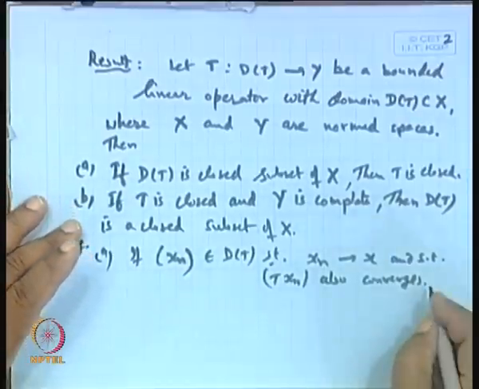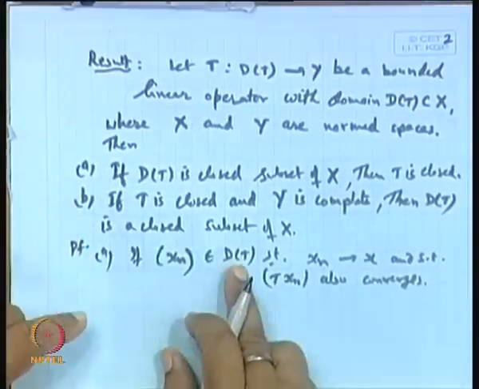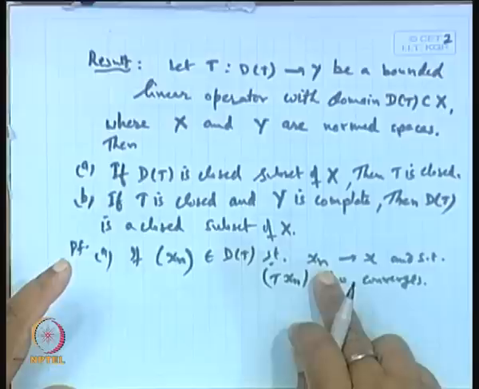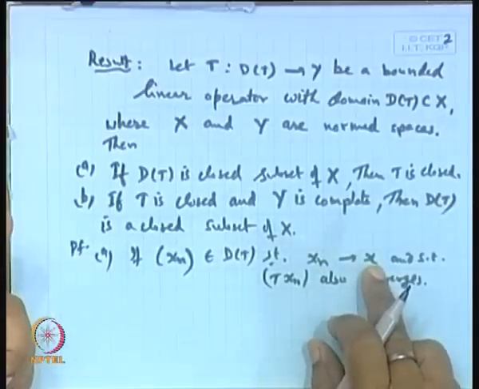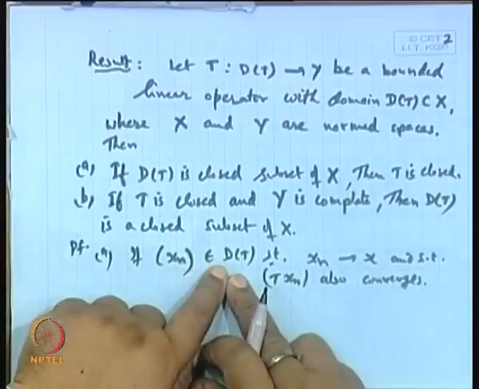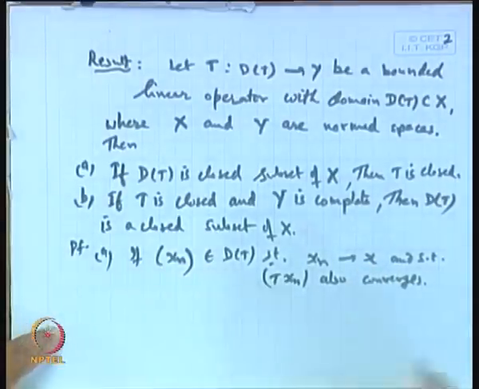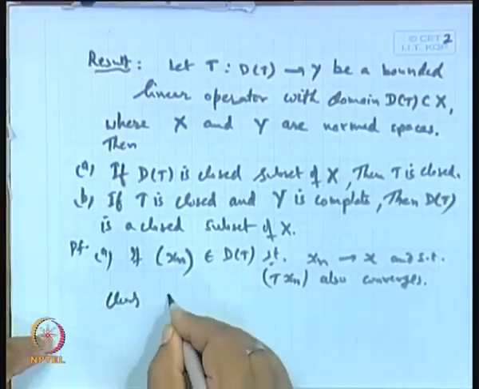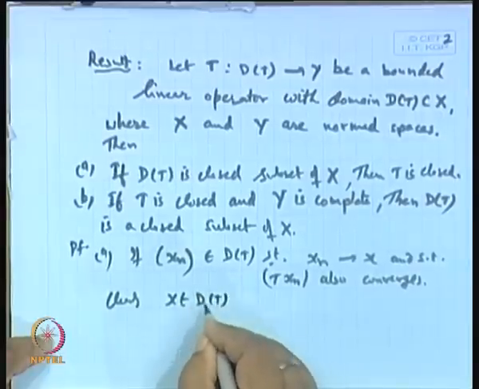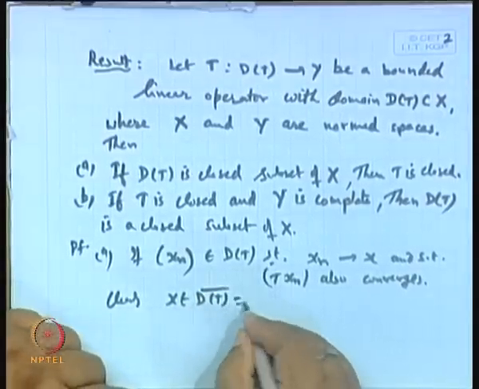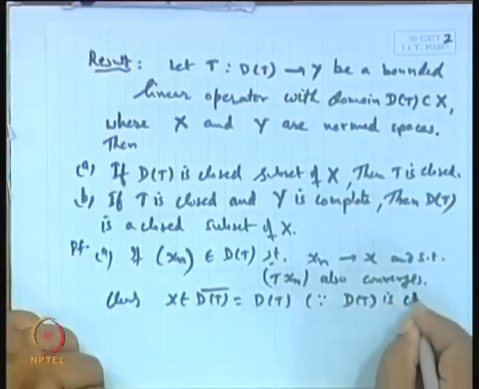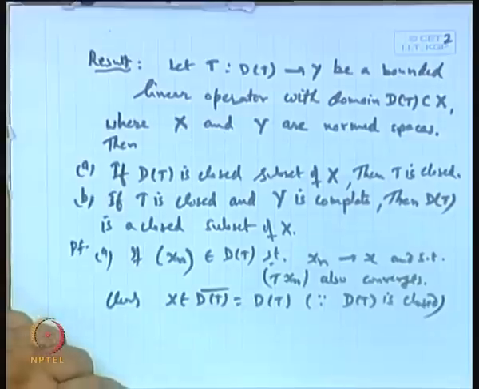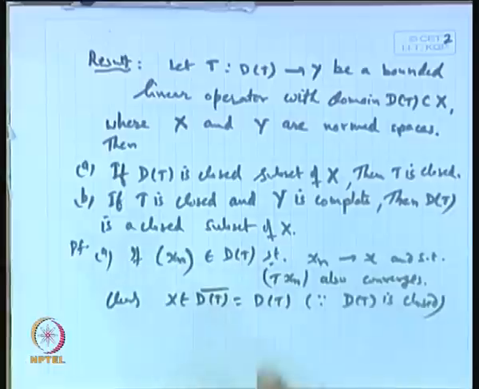Now, since x_n is a convergent sequence converging to x, x is the limit point of the sequence x_n. So, x must belong to the closure of D(T). So clearly x belongs to the closure of D(T), which is the same as D(T), because D(T) is closed. Now, T x_n converges.